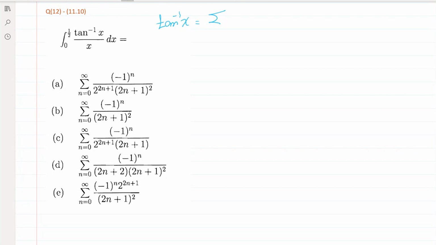This is equal to the sum from n equals 0 to infinity, according to the table above, of minus 1 to the power n, x to the power 2n plus 1 over 2n plus 1. This is the Maclaurin series of tan inverse at this point. Okay, what we need now, guys, is to find the integral from 0 to half of this.